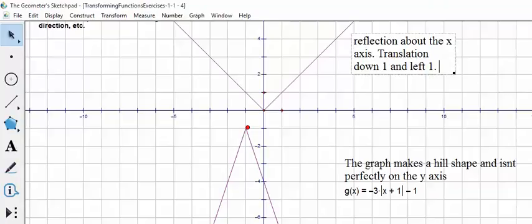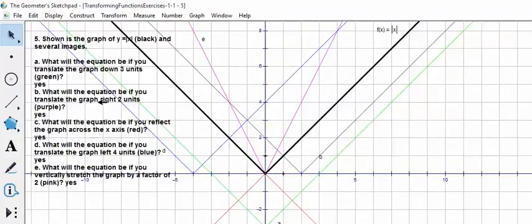Okay, and then number 5, let's just peek at that one. For 5 and 6, what you're going to do is write the equation. Now these are a little bit tricky. We're going to see if we can figure out, the parent function is the dark black one. We're going to see how each of these changed. So the first one says, what will be the equation if you translate the graph down 3 units to this green one?